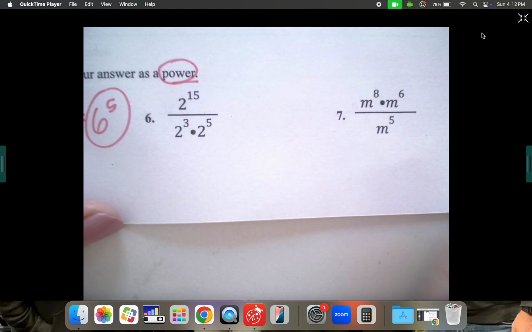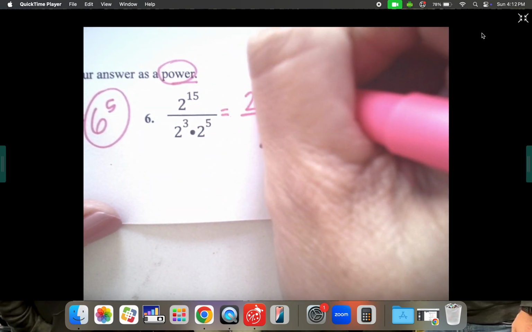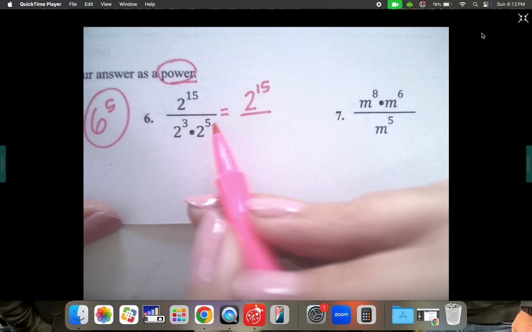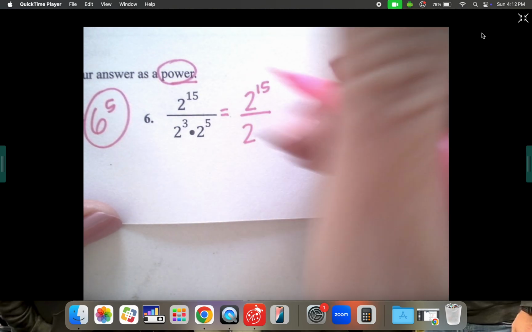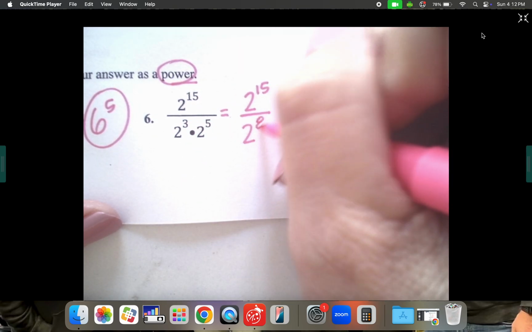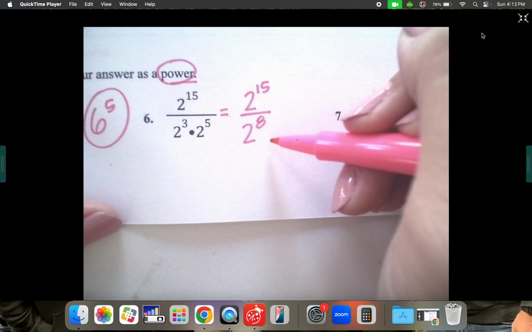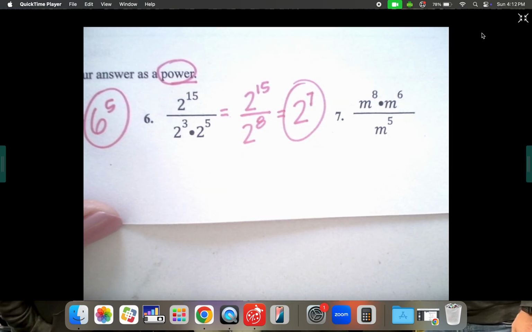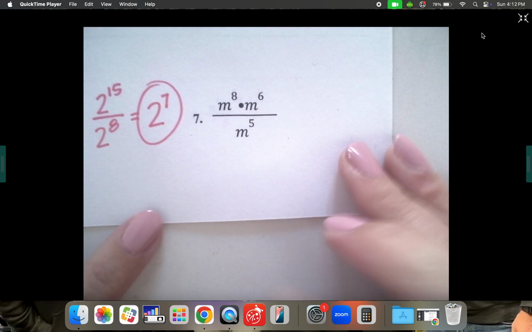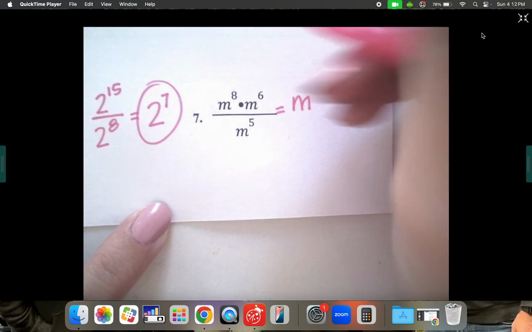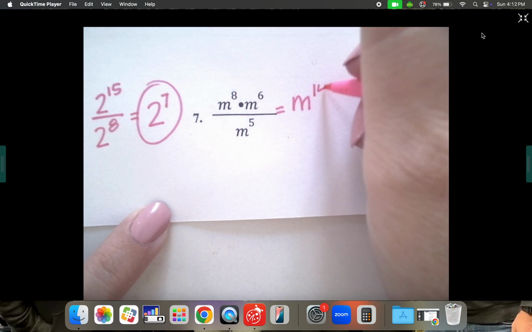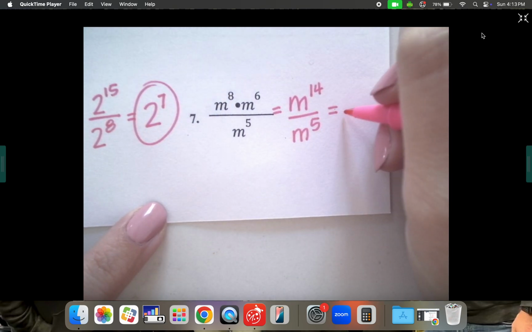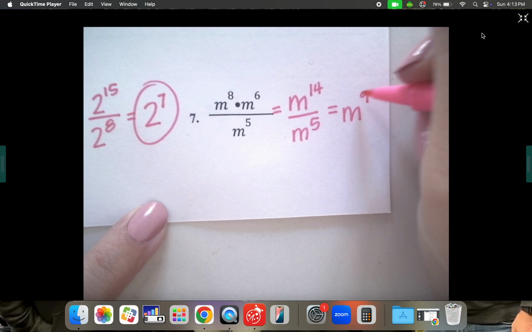Number 6, we didn't do one like this, but for now, I would leave 2 to the 15th in the numerator and work out the denominator, which is 2 to the 3rd times 2 to the 5th. When you're multiplying, you add exponents, so that'd be 2 to the 8th. And then you are subtracting when you divide. So that would leave our final answer as 2 to the 7th. All right, and then the last one, the numerator is m to the 8 plus 6, which is 14. The denominator was m to the 5th, and then you would subtract when you divide, which would leave a final answer of m to the 9th power.